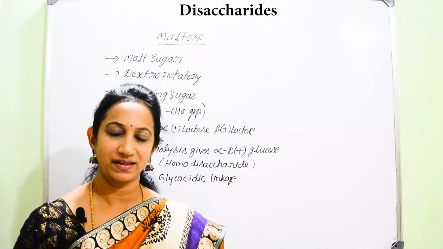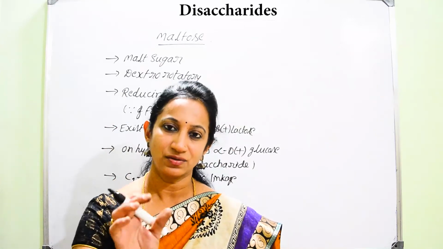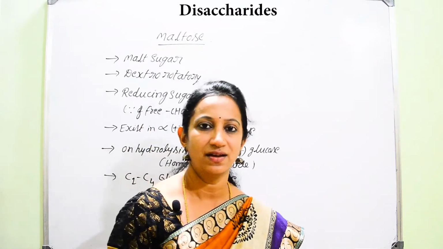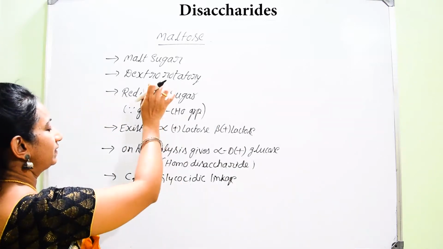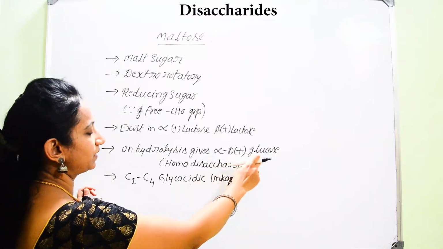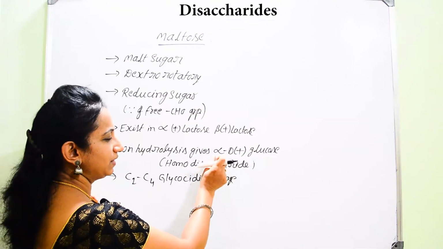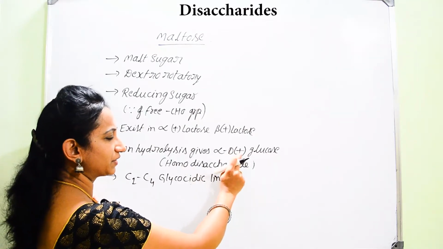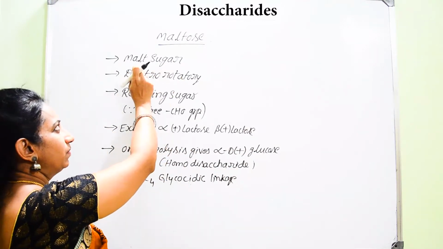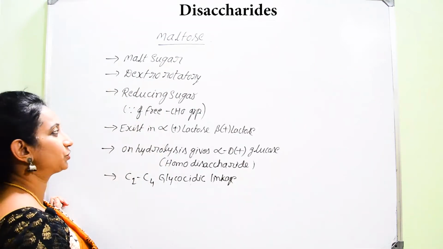It contains 2 alpha D glucose units. So maltose contains similar types of monosaccharide units, hence it is called a homodisaccharide. Maltose is generally considered to be made up of 2 monosaccharide units, alpha D plus glucose. Both are in the alpha form and D, and they are dextrorotatory, D plus glucose units. It is rich in malts like cereals, as I told you before, hence it is called malt sugar.